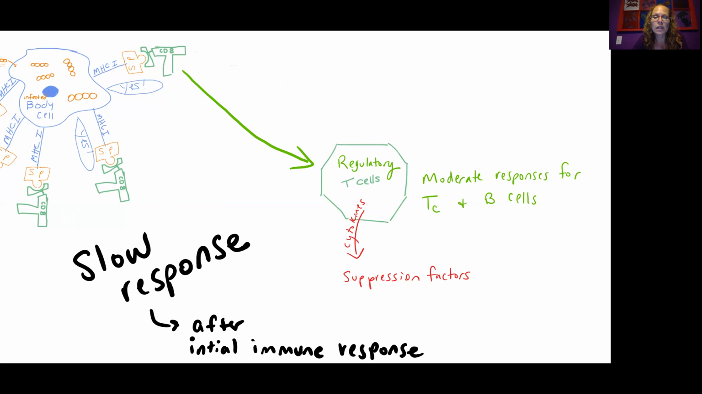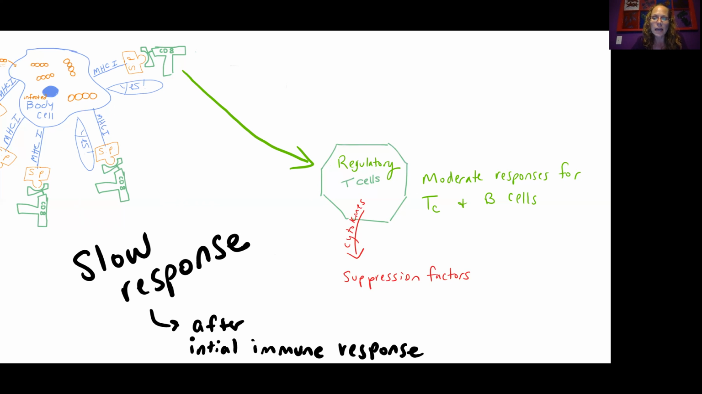You have actually another type of CD8 T cell that's a little bit slower about recognizing and binding. This one is going to divide to make regulatory or suppressor T cells. They're kind of slower in their response, so they're allowing that initial immune response to occur, and then they're coming along kind of on the tail end, releasing again another group of those cytokine chemicals. In this case, they're acting as suppression factors. So they're going to help to moderate the responses of your cytotoxic T cells and also B cells, which we'll be talking about in the next video.